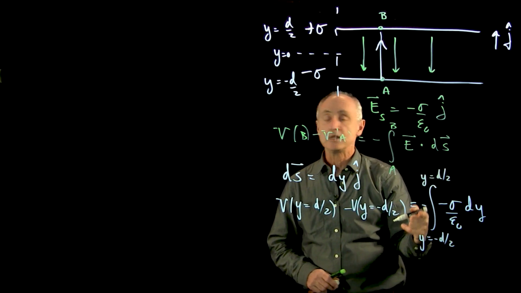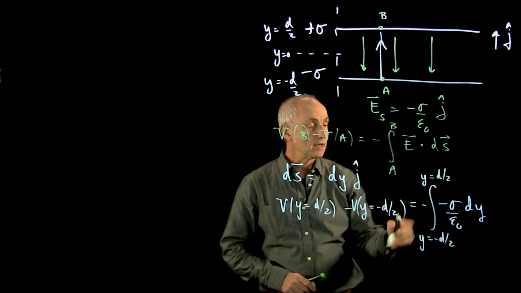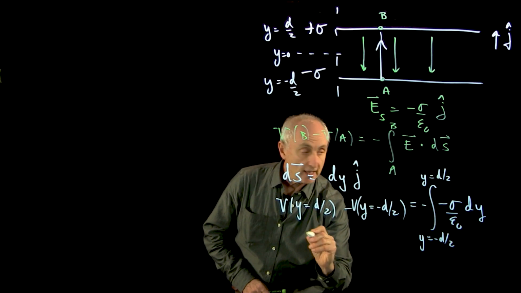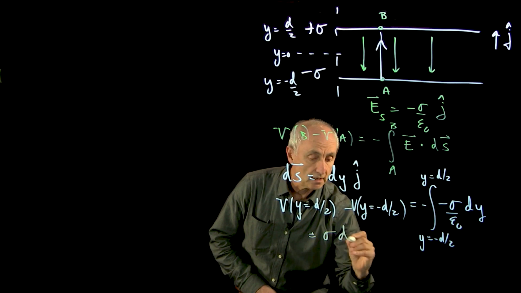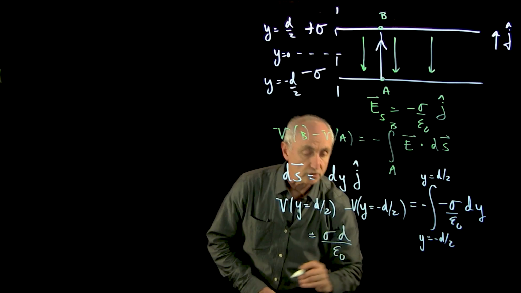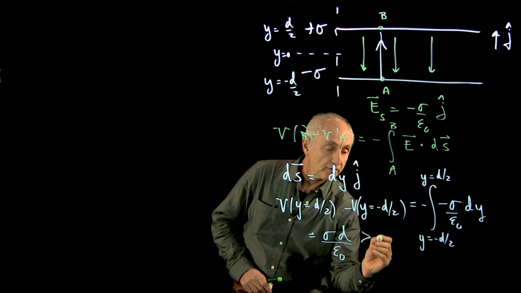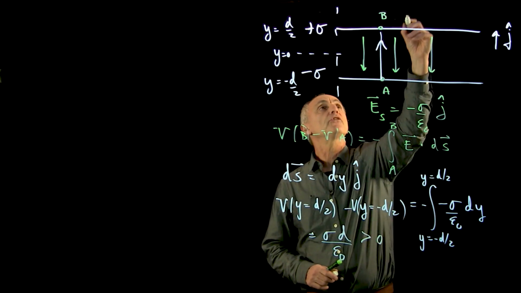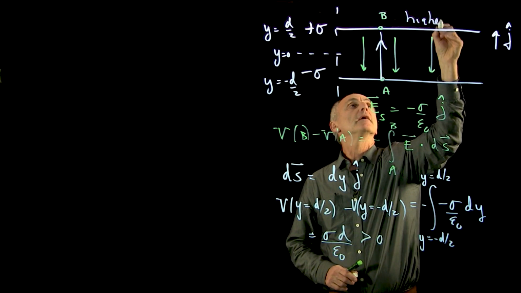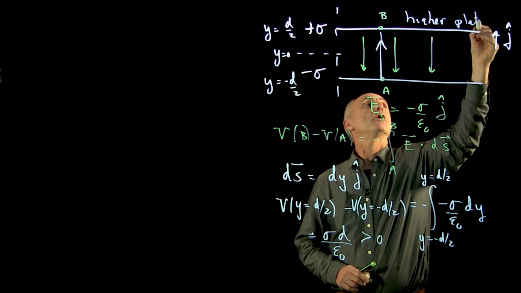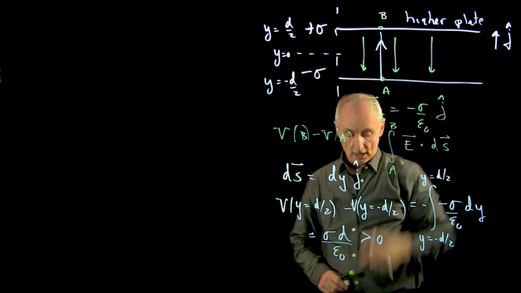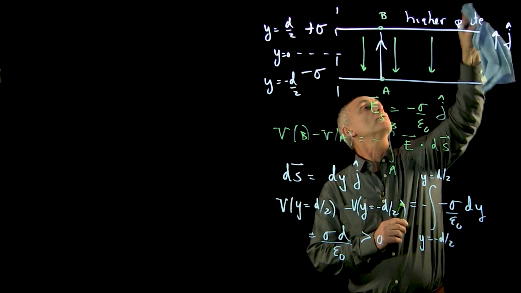And this is a straightforward integral. It's just equal to d. The two minus signs come out. And we get sigma d over epsilon naught. And if you'll notice, this quantity is positive. And that tells us that the upper plate, the positive plate, is at a higher potential. This is a higher potential.